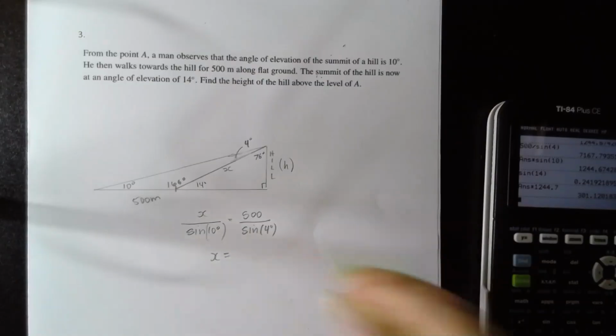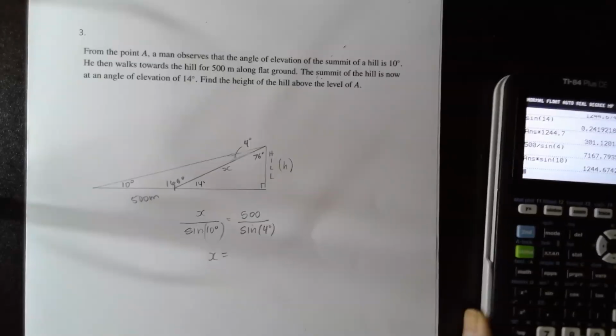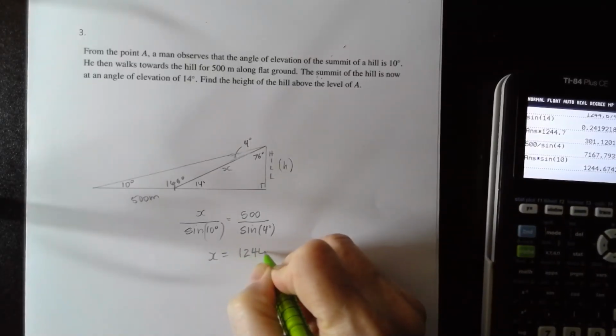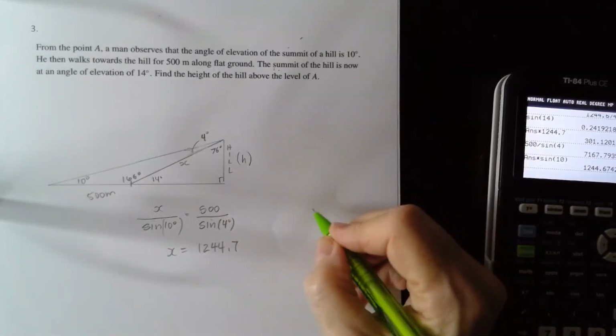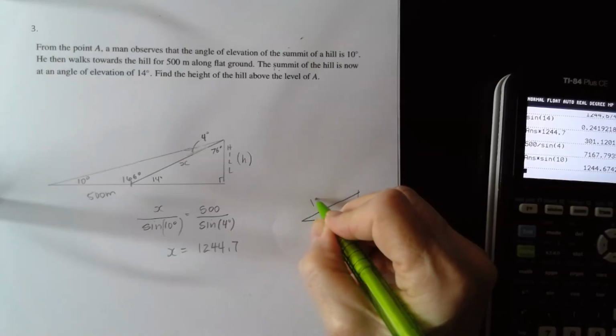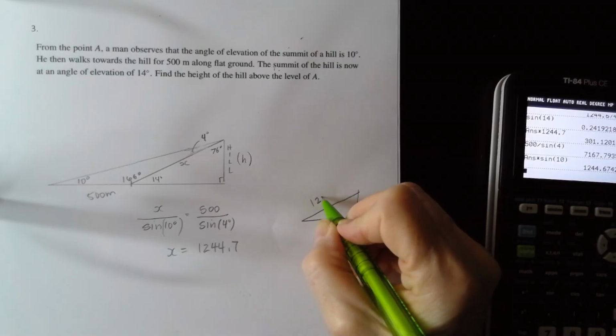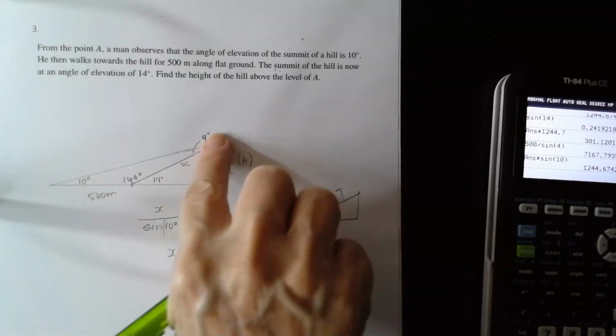And so x equals, here we go, 500 divided by sine of 4, times sine 10. I get 1244.7. That's this side. So it's getting a little bit crowded in there, so I'm just going to draw this right angled triangle. Makes sense that it's a lot bigger than 500, because it's across from a much bigger angle.